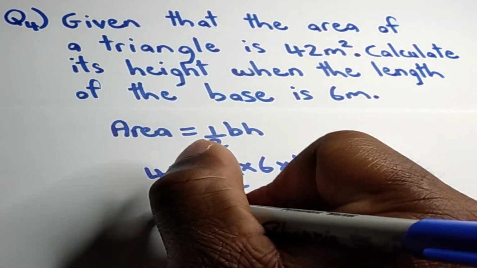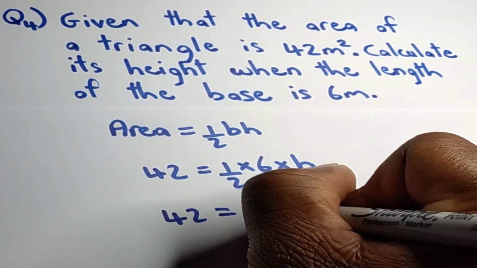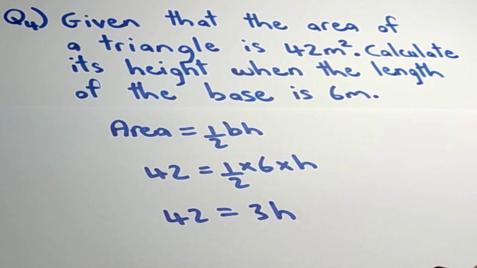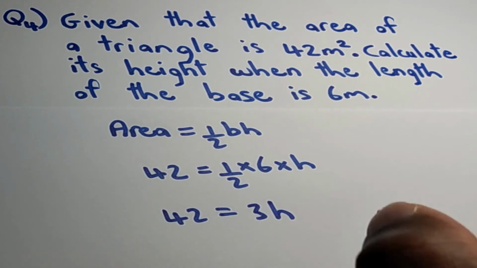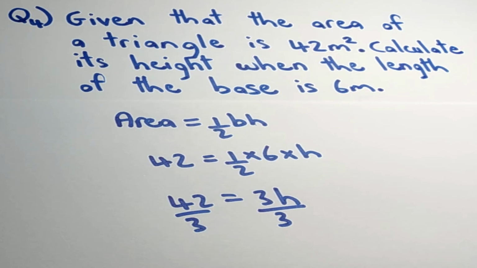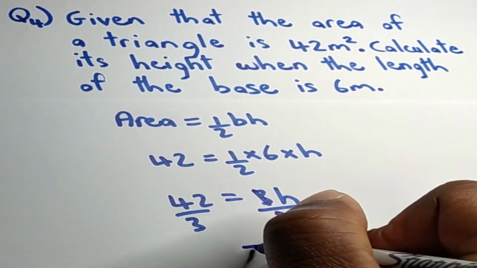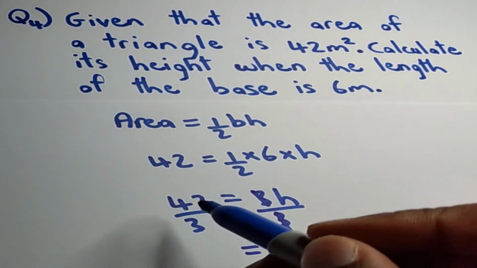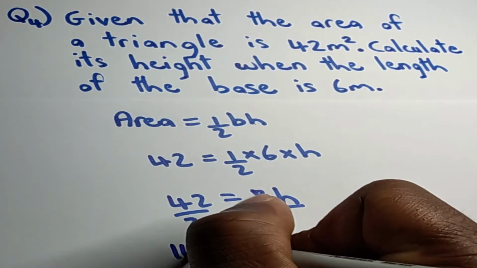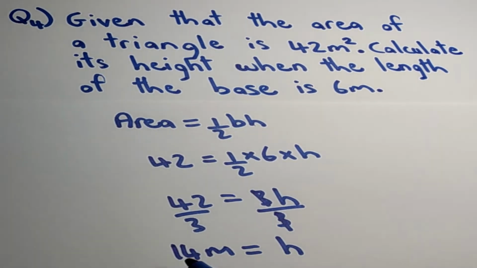So we'll have 42 is equal to half of 6, that's 3, so we'll have 3h. What we can do now to obtain the value of h is divide both sides by 3. We can use this 3 here to cancel this 3 here, and we'll be left with h is equal to 42 divided by 3, which will give us 14 meters. Therefore, the height of the triangle would have been 14 meters.